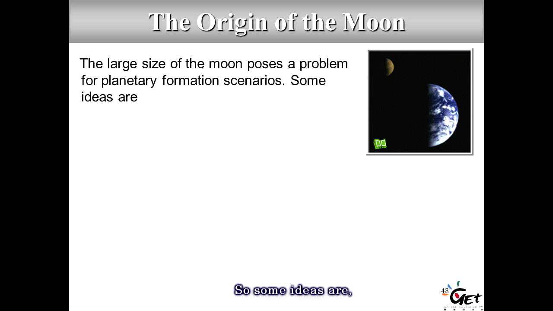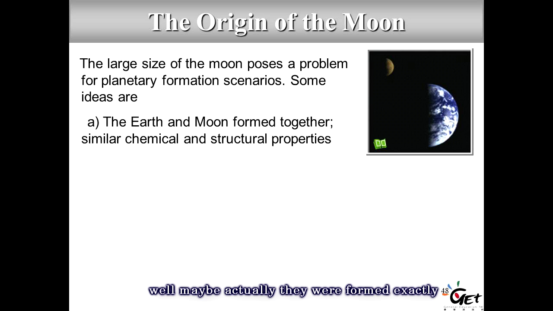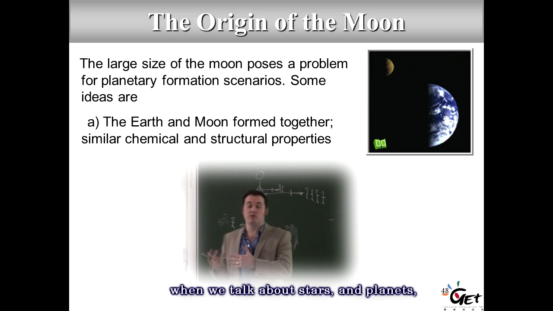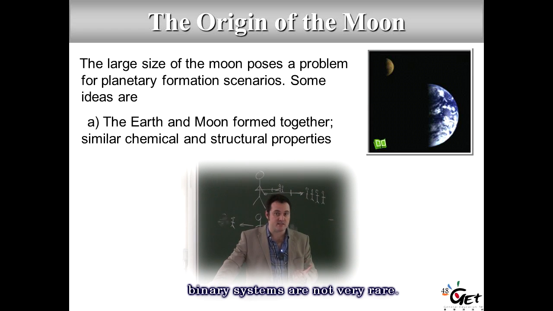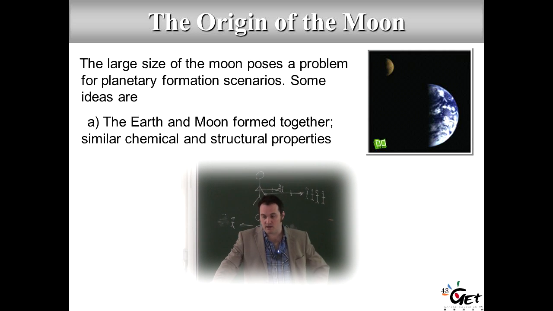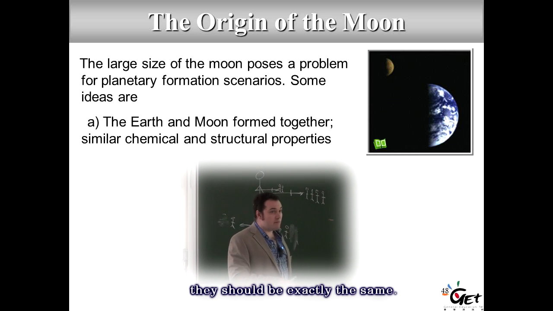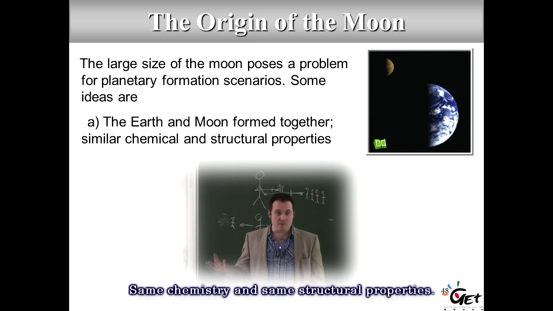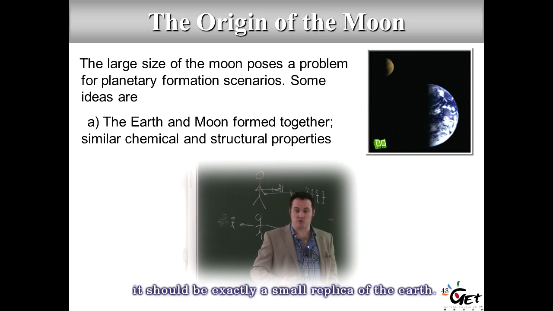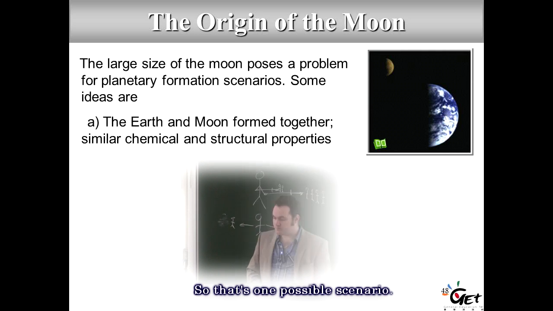So one idea is that maybe they were formed at exactly the same moment, at the early stages, like a binary system. When we talk about stars and planets, I explained to you that binary systems are not very rare. So maybe they were formed exactly at the same time. If that's the case, then they should be exactly the same: same chemistry, same structural properties, same geologic activity. So the Moon should have a core and magma, exactly like a small replica of the Earth. So that's one possible scenario.